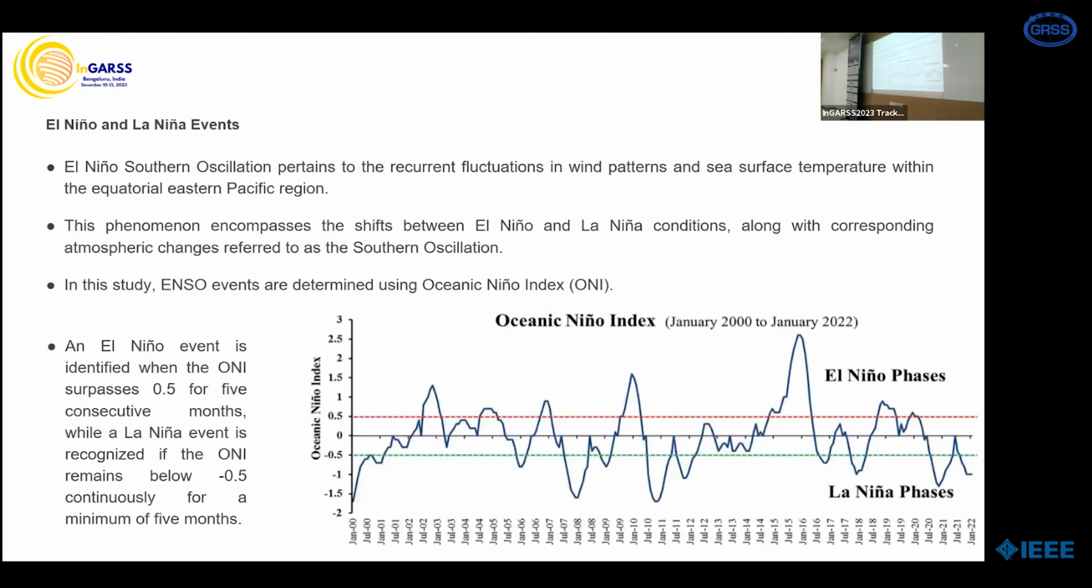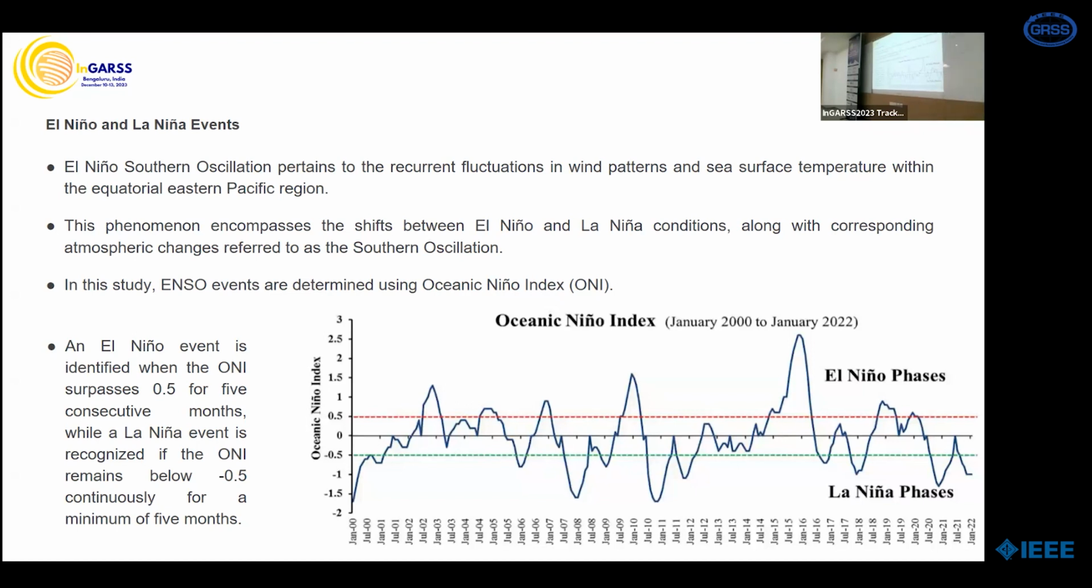Coming towards ENSO and IOD. There are two phases in ENSO and two phases in IOD mainly. Actually, there are three phases: El Nino, La Nina, and neutral. But neutral is the phase which we are not studying. So El Nino and La Nina events. El Nino is nothing but the warm phase of the ENSO, and La Nina is nothing but the cold phase of the ENSO. Depending on the sea surface temperature, these two events are defined by the scientists.